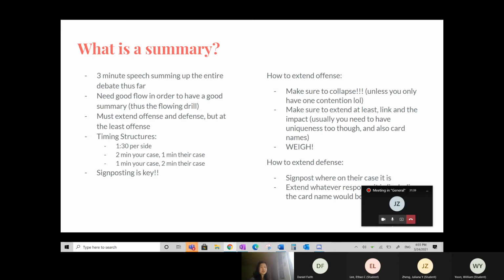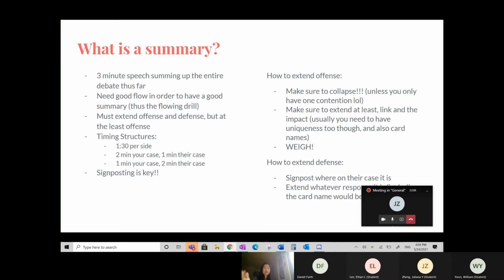So now let's talk about extensions, right? Extensions just means that you have to say it in your summary. When I say extend offense and defense, I mean that you must bring the argument from rebuttal or constructive and bring it into the summary. That's what you call extend, because you extend the argument from constructive or from rebuttal into your summary.